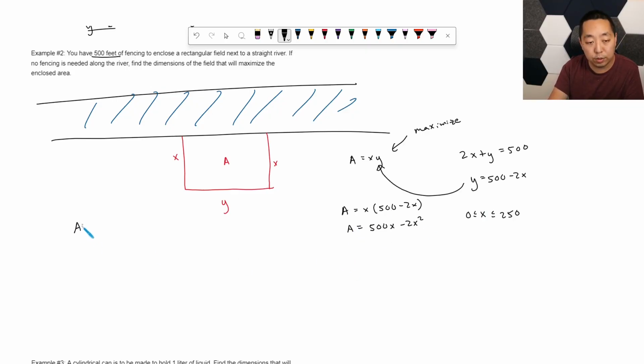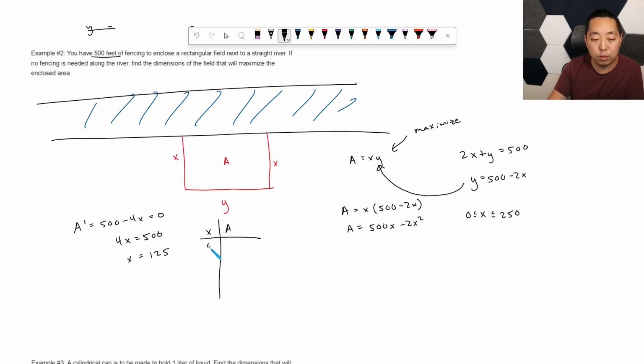So we're going to take the derivative, which is 500 minus 4x, and we're going to set it equal to 0. This is finding our critical points. So our x is 500 divided by 4, which is 125. And then we're going to look at what makes our area maximum, right? Is it the endpoints 0 and 250, or is it 125?